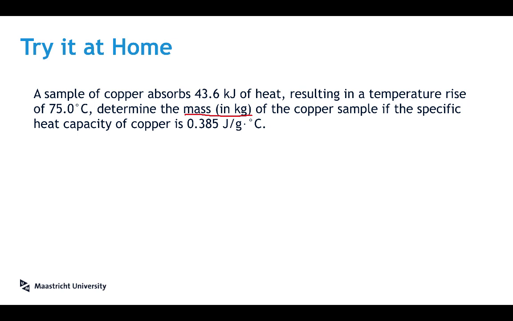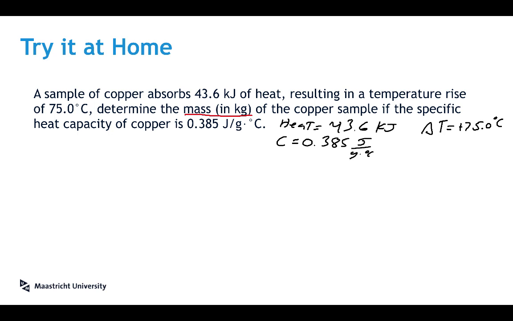given in the problem. So we know that the heat is equal to 43.6 kilojoules. We know that our delta T is equal to a positive 75 because we were told the temperature went up. We know that we have a specific heat that's equal to 0.385 joules per gram degree C, and what we're looking for is the mass.